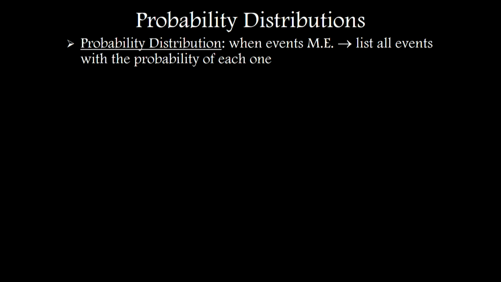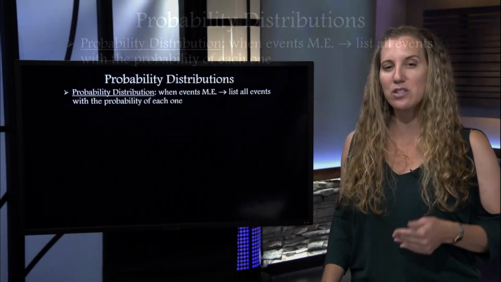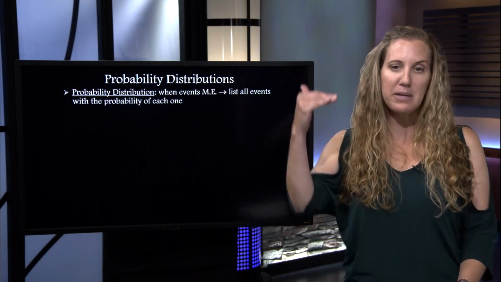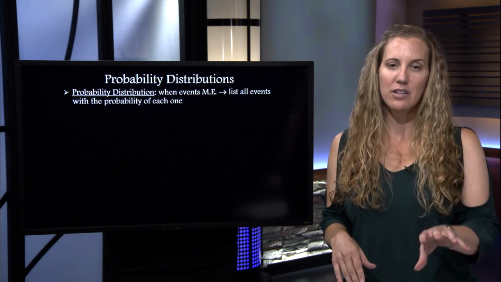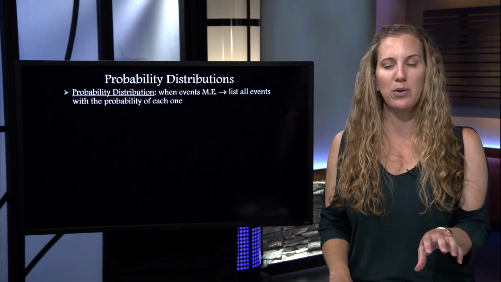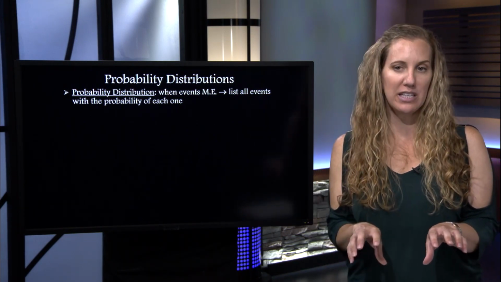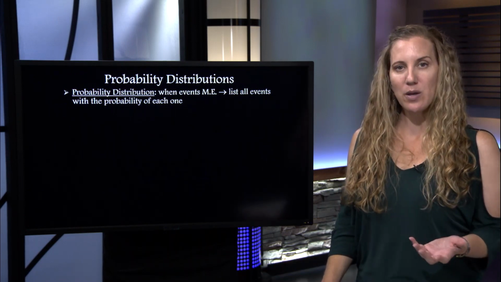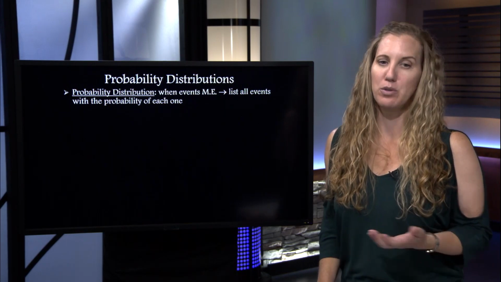So this is kind of like a frequency distribution where you list all of your events and then you tell what the frequency of each one is, but with a probability distribution, now we're going to list all of our events, and instead of having an F column, now we're going to have a P column. So we'll list all of our events, all the dependent variables, and then we're going to list the probability of each one of those events occurring. And there are 2 ways that we can create this probability distribution.